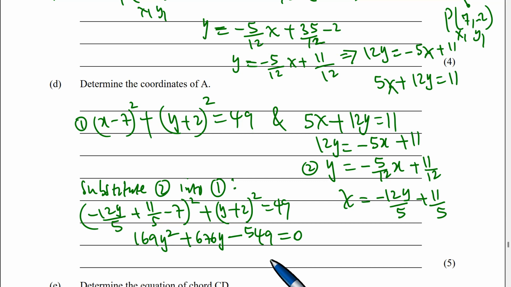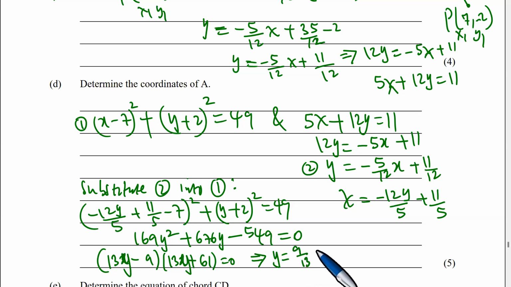So, right, when we're getting here, the actual factors of these would be (13y ...) and therefore ... which means therefore at this point we have y is 9 out of 13, or y is minus 61 out of 13.